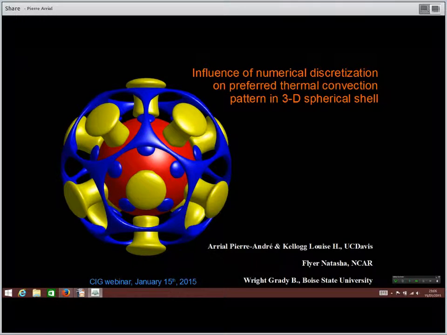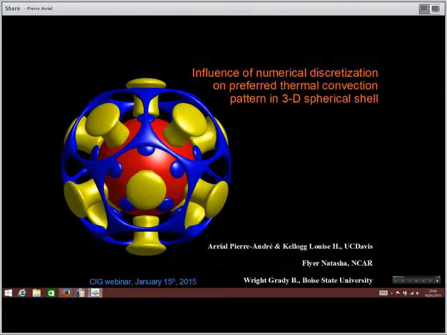And as we explored some of the solutions, we discovered that some of the classical solutions for convection in a spherical shell were not necessarily as stable as one might think they would be. So this led us to explore a little bit some of the physics of the origins and stability of convection patterns in 3D spherical shell, and I think that's what Pierre will tell you about.